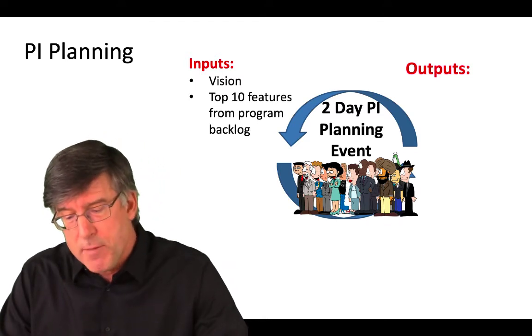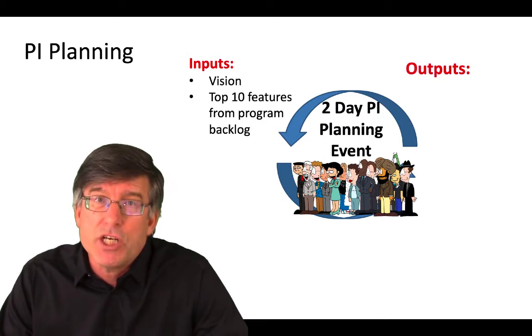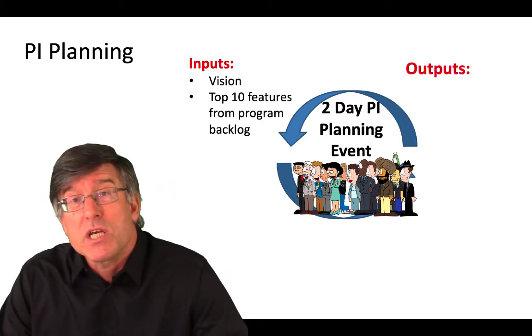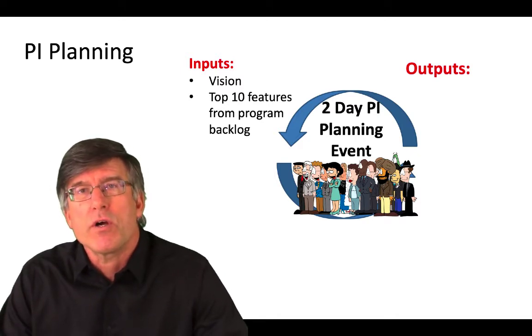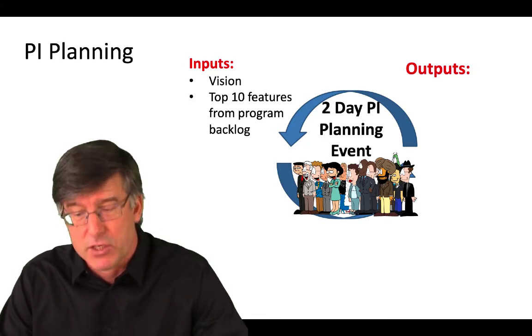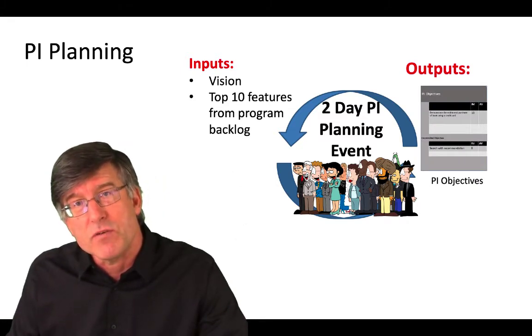So in PI planning, our inputs are typically the vision and the top 10 features. In other words, the input is: this is what we want to accomplish, this is where we're going, and here are some of the features that we want to build to get us there. The outputs are the PI objectives.